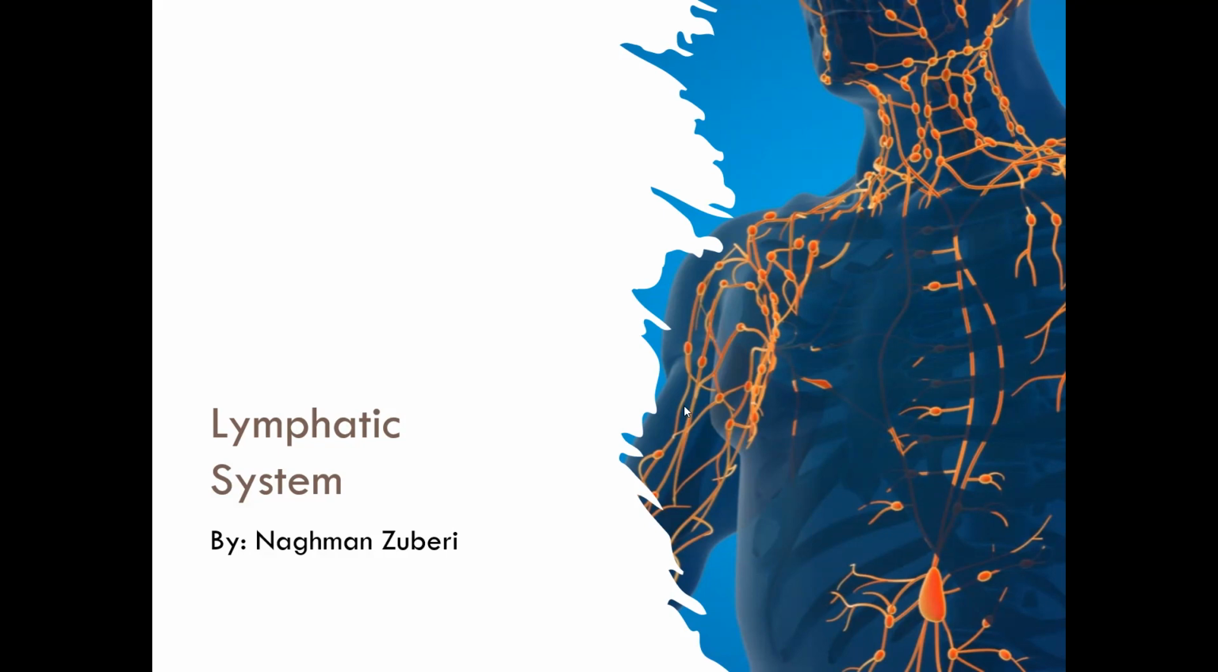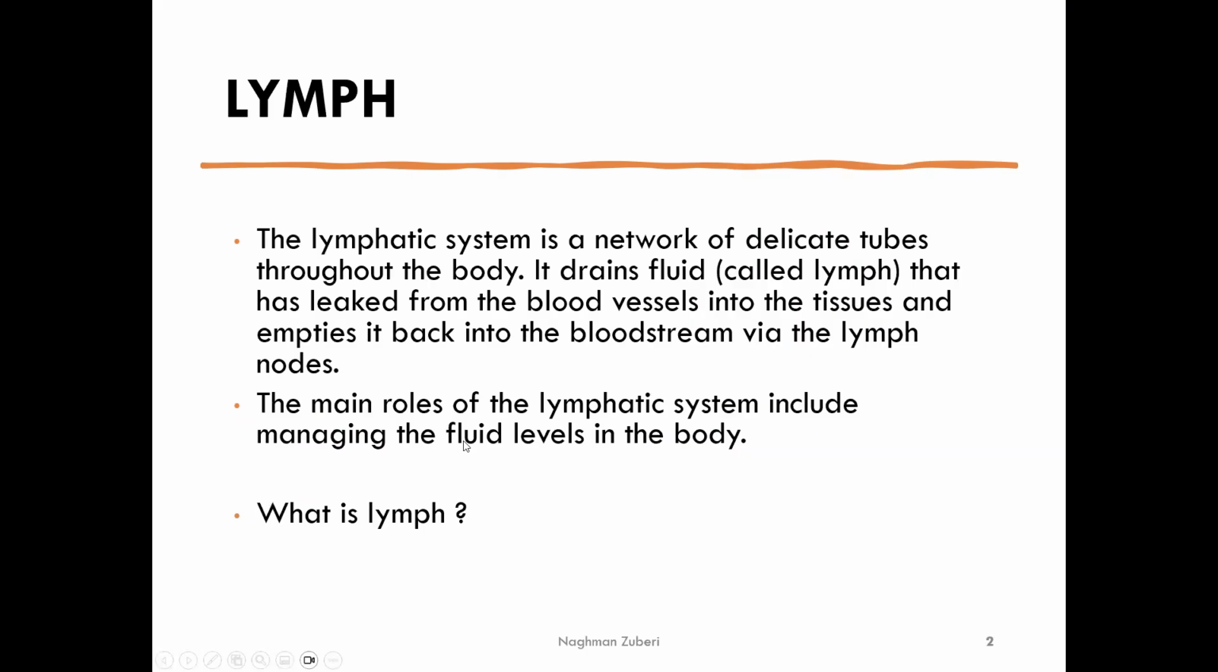Okay, guys, so this lecture is about the lymphatic system. The lymphatic system is a network of delicate tubes throughout the body. It drains fluid, which we call lymph, that has leaked from the blood vessels into the tissues, and it empties it back into the bloodstream via the lymph nodes. The main roles of the lymphatic system include managing the fluid levels in the body.